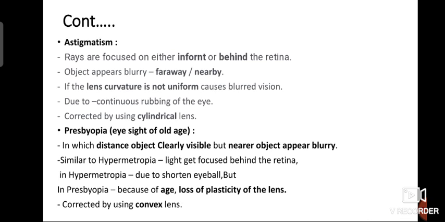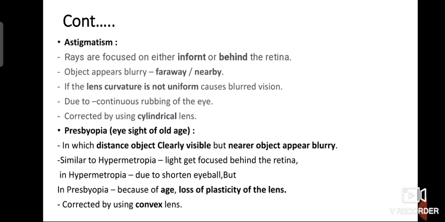Third is astigmatism. In astigmatism, rays are focused either in front of or behind the retina. Objects appear blurry, far away or nearby. The lens curvature is not uniform, causing blurred vision and continuous rubbing of the eye. It is corrected by using a cylindrical lens.